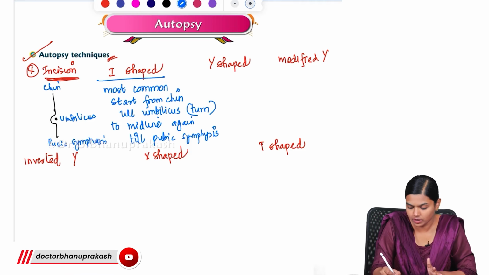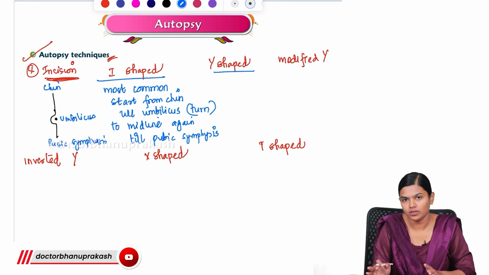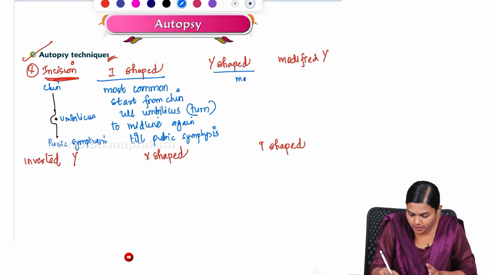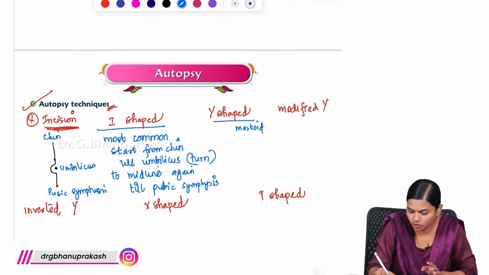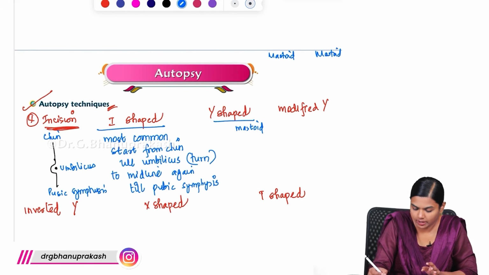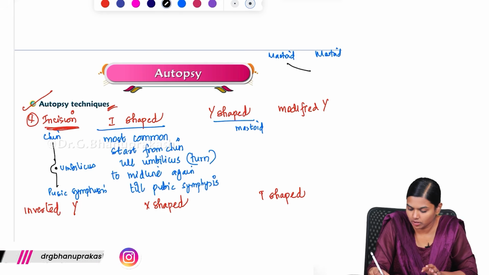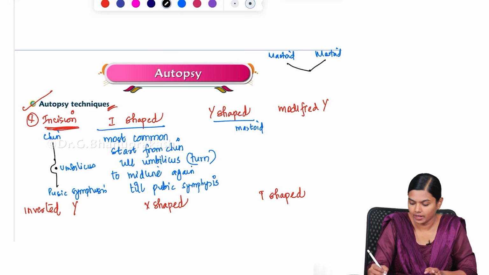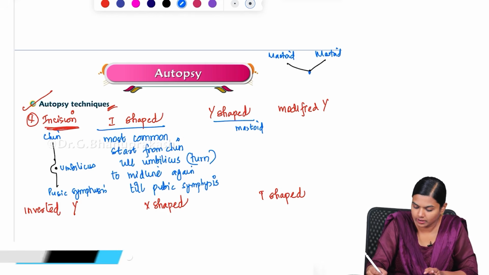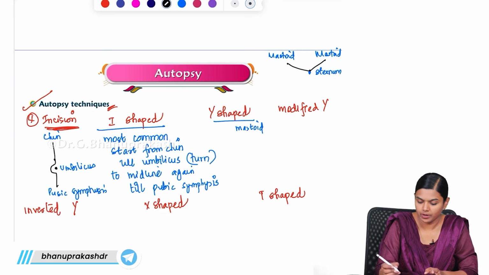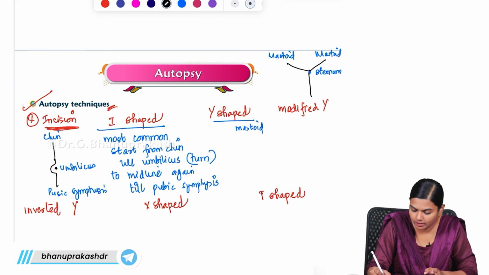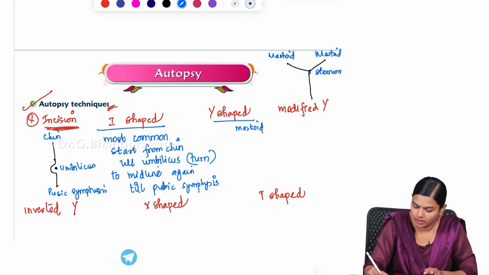Now, next we have the Y-shaped incision. It will start from the mastoid. You have Y, right? Y means you have two limbs, so both sides at the mastoid. The two limbs of the Y will come and converge here at the sternum, the angle of the sternum. From there it will go in the midline till the pubic symphysis.